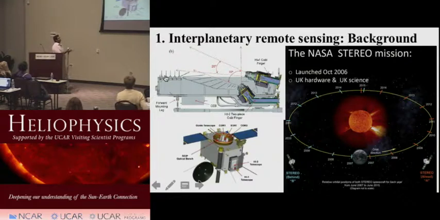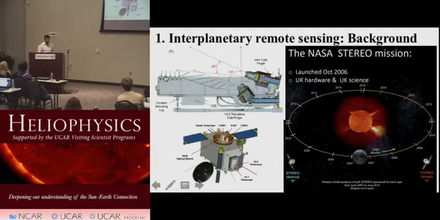The STEREO mission was launched in 2007, and there are two spacecraft, and they are both separating away from Earth at 22 degrees every year. They've been going around, and now they're on the rear side, and they've come out of conjunction, and they're coming back again. Whether they're both operating or not, well, we'll go down that road another time.